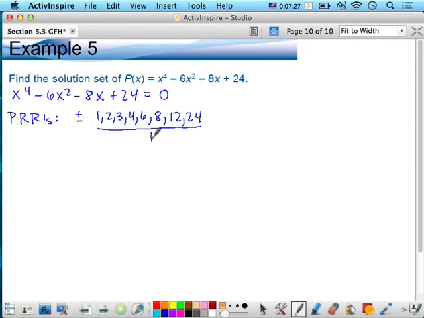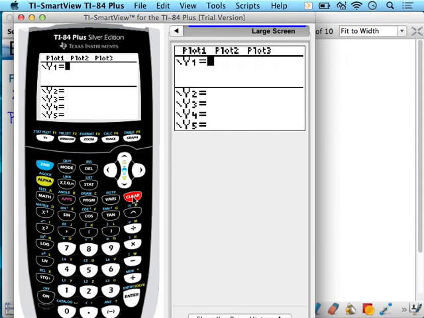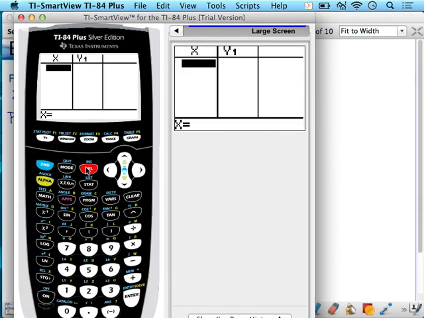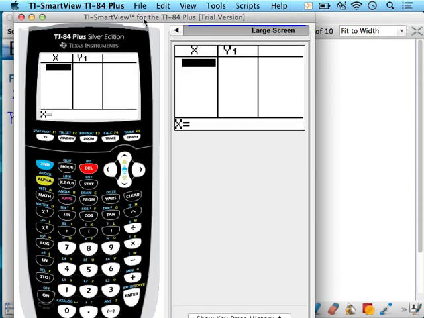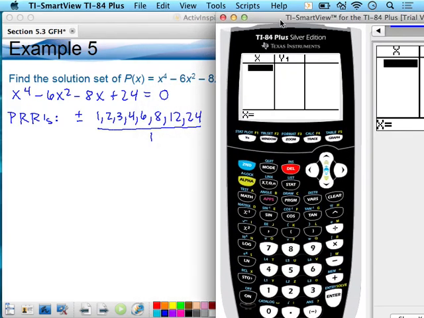So I'm going to go to our calculator. Just for the sake of time, clear that out. We're going to type in our new problem. X to the fourth minus 6x squared minus 8x plus 24. So there's the polynomial we'd like to solve. We're going to go to the table, and delete the ones that are already there. We're going to start over. We're going to start looking to find one of our rational roots.